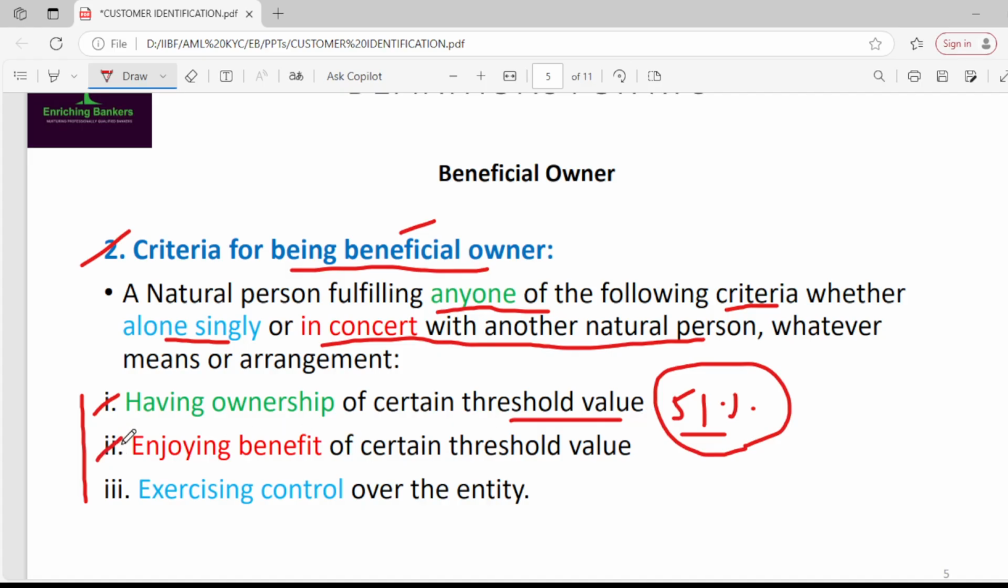Next criteria, enjoying benefit of certain threshold value. Here, ownership, certain threshold value, benefit of certain threshold value.